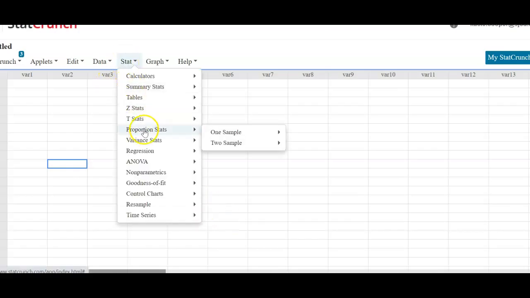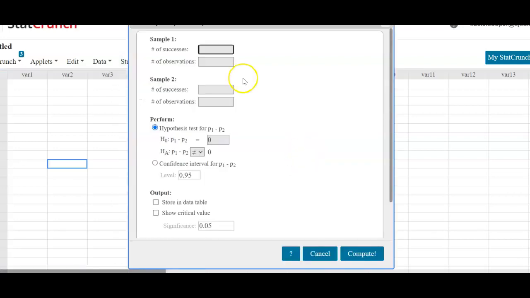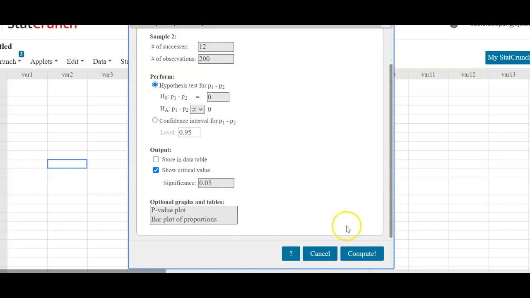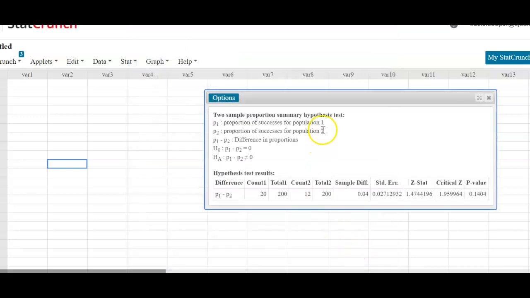When we go into Stat, then Proportions, notice there's this two sample option right here, and we do have it with summary. So 20 successes out of 200, 12 successes out of 200, p1 minus p2. Make sure that you enter this in the order that matches what you wrote down, and that it all syncs up. Otherwise, it's going to do it the opposite way. 0, not equal to 0. Awesome. Yes, show the critical value for me, and compute.